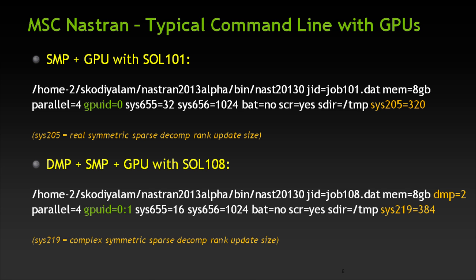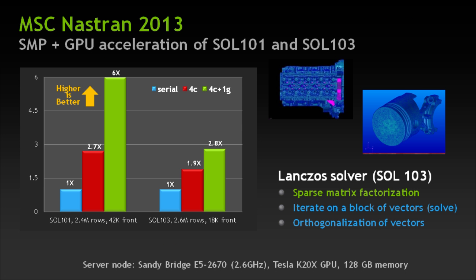The only thing that I'd like to highlight in the command line is what I've shown there in green, the GPU ID. In the case of SMP, you see GPU ID equals 0, which is really the only new, additional parameter that is needed to invoke the GPU option with the SMP capability. Now coming down to the next command, the DMP option, GPU ID equals 0:1 refers to 2 GPUs, GPU ID 0 and GPU ID 1. And really, it's as simple as inputting those parameters in the command line, and then the GPU acceleration is automatically invoked by Nastran.